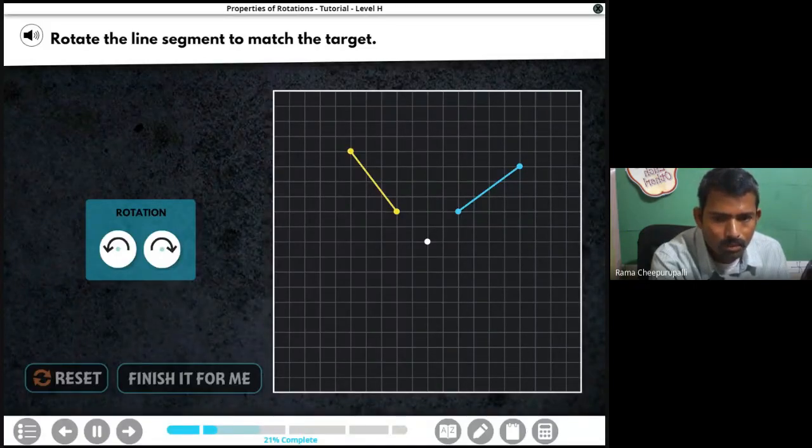Okay. Now I want you guys to match this yellow one with the blue. And I want you to tell me, is it clockwise? And then how many degrees do I need to turn? Can I turn clockwise or counterclockwise? Or how many degrees to match that? Okay. So go ahead and try that. Put them in the chat box.